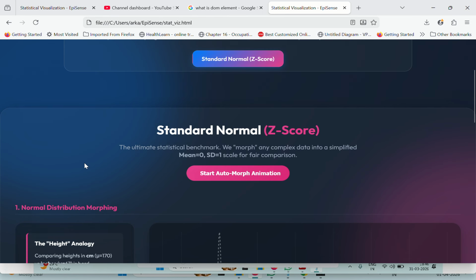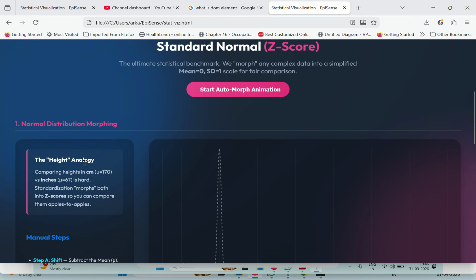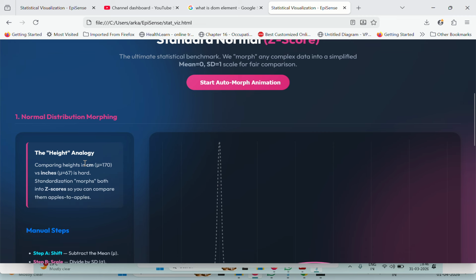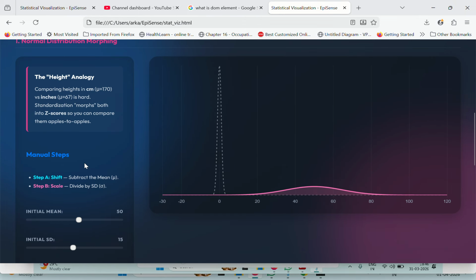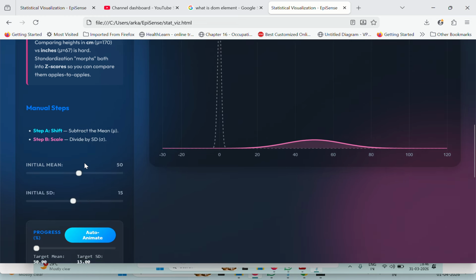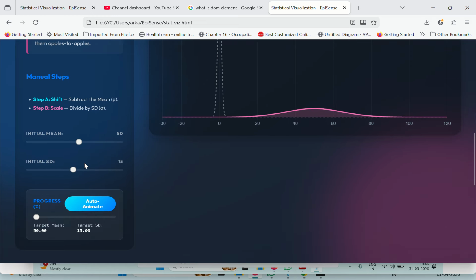Now come to the understanding of the standard normal Z score. If we want to compare different units, like in the case of height in centimeter and inch, we have to make it standardized. To standardize that, we can use the formula with the standard deviation to make them comparable.